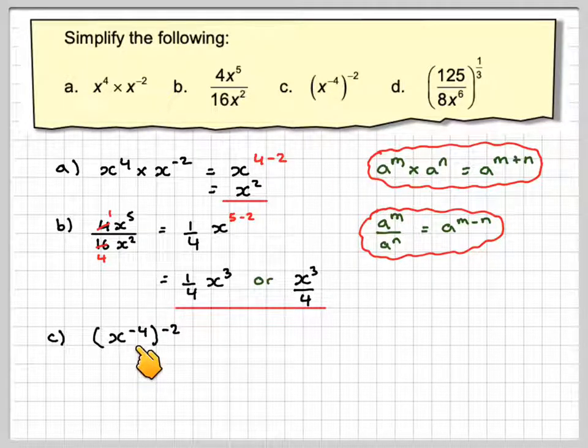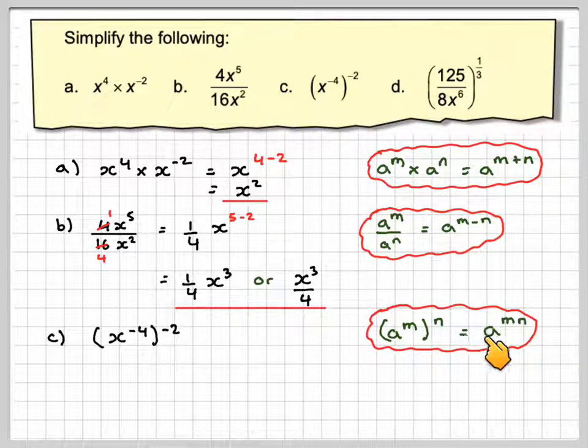Part C, we've got x to the minus 4 raised to the power of minus 2. So if we've got a to the m to the n, then we know that all we have to do with the powers is to multiply them. So all we have to do here is multiply minus 4 times minus 2. So we have x to the minus 4 times minus 2. Two negatives make a positive, so we get x to the 8.